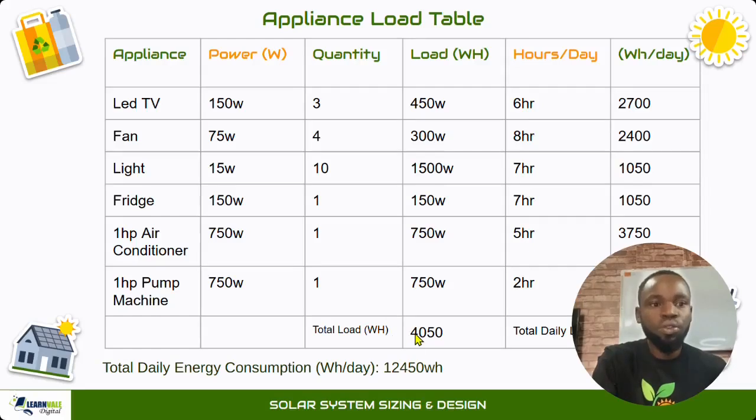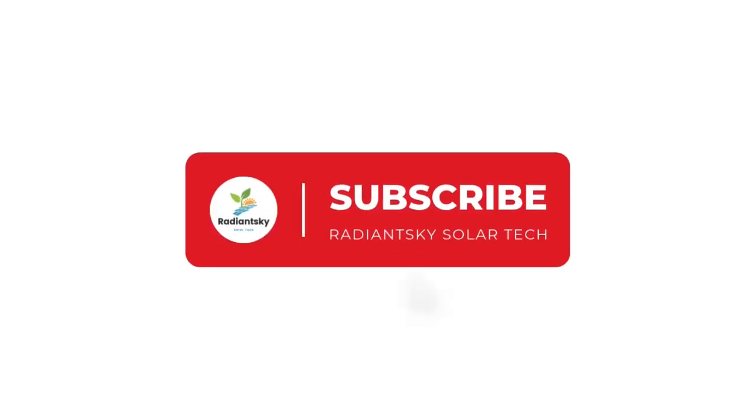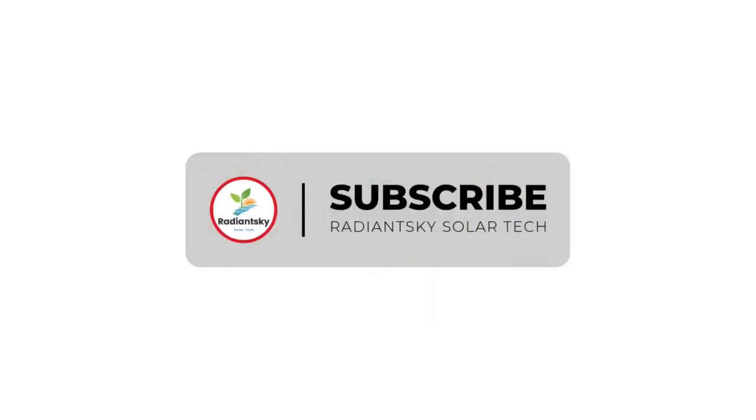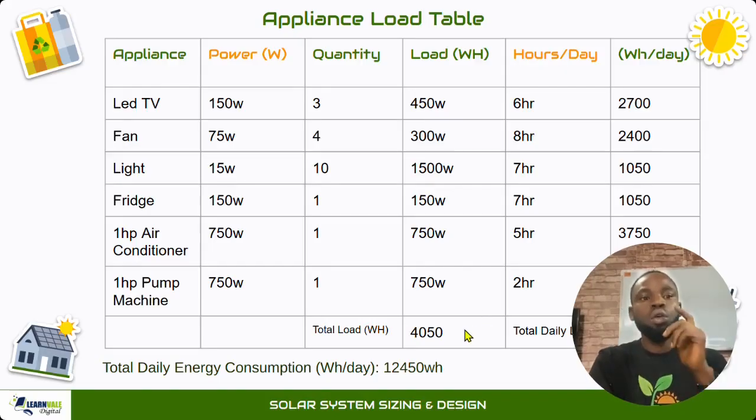First, the total load is going to help us determine the capacity of inverter that we can use on this system, while the total daily energy consumption is going to help us know the size of solar battery we are going to use to power the home efficiently. So basically that is the essence of conducting this load assessment, to get the total load wattage and also the total daily energy consumption.